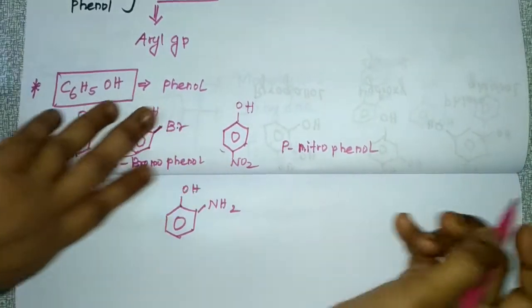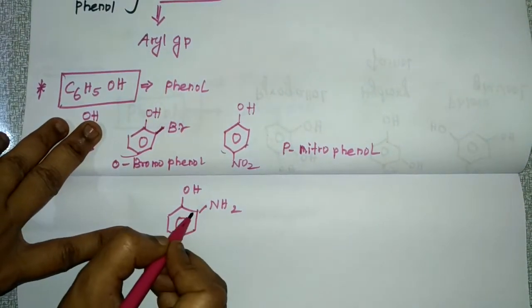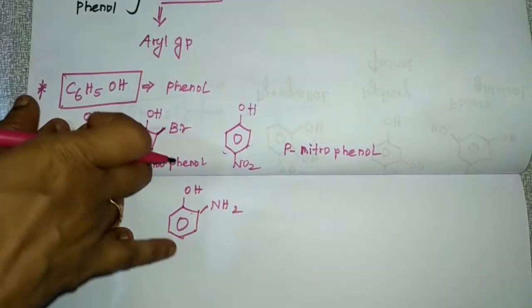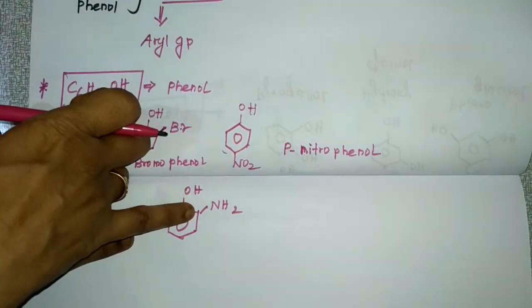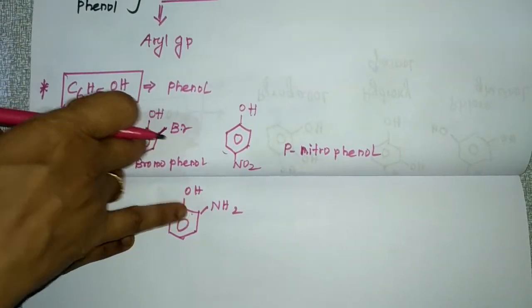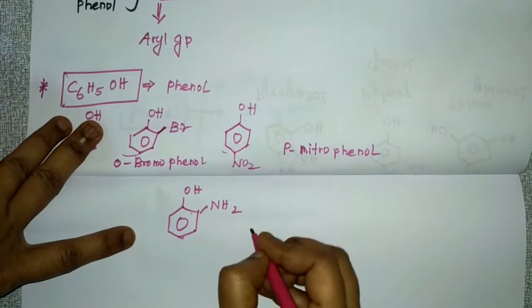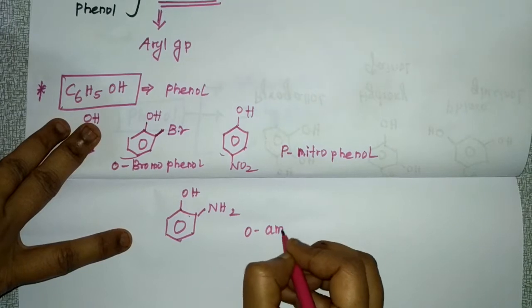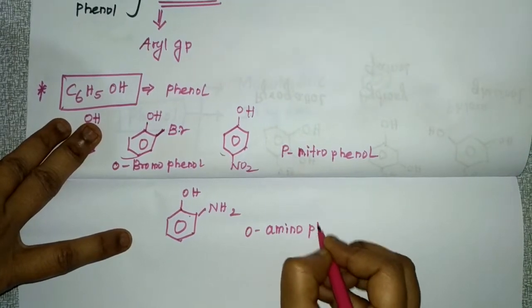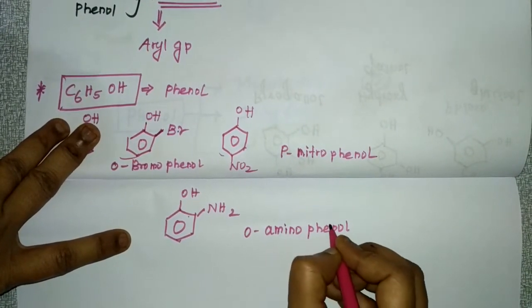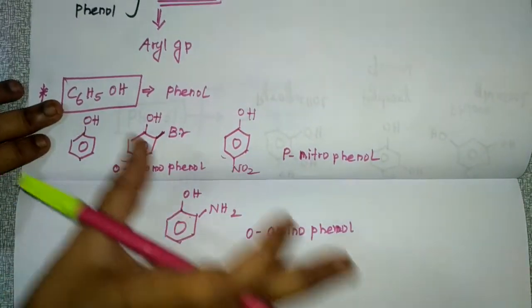Para-nitrophenol. Okay. And if you take this one, this is NH2. What is this NH2? This is amino, you can say. So amino is attached at the ortho position. And this is C6H5OH, which is phenol. So how will you name this one? Orthoaminophenol.